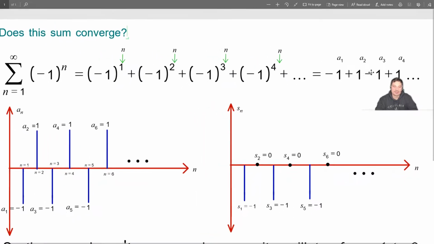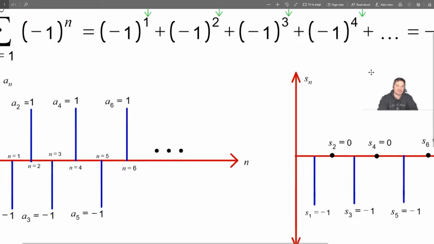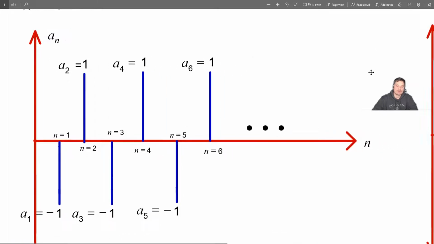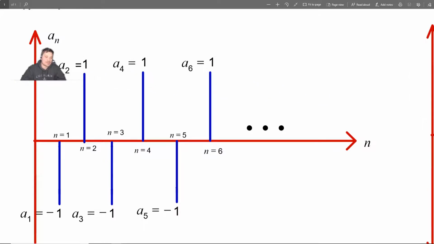Let me zoom in on this graph. What is it telling us? Everything tells a story. On the vertical axis is a sub n, the value of the term, and on the horizontal is n itself, the subscript value. At n equals 1, the first term is negative 1, so a sub 1 equals negative 1. When n is 2, a sub 2 equals 1. When n is 3, a sub 3 is negative 1.